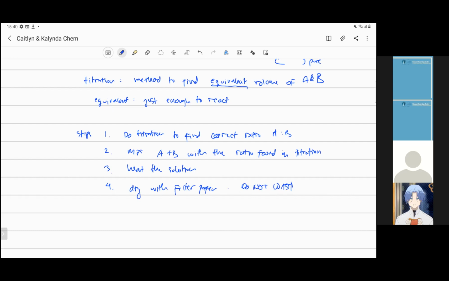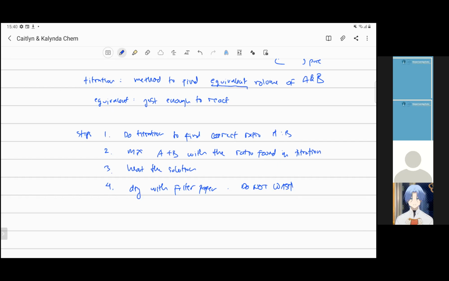Okay, throw that away. Second, take the ratio and determine how much salt you want to make. Do you want to make it on a large scale or just a small amount of salt? It's up to you, but keep the ratio.